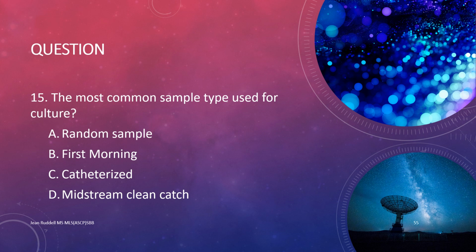Question 15. The most common sample type used for culture. A. Random sample. B. First morning. C. Catheterized. Or D. Midstream clean catch. The answer is D. Midstream clean catch, which is more convenient for the patient and provides a good sample.